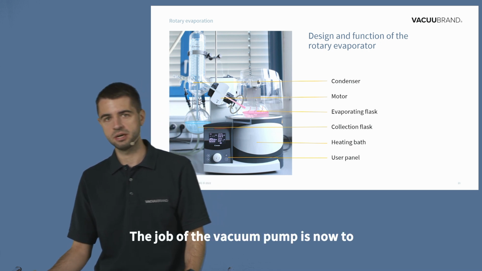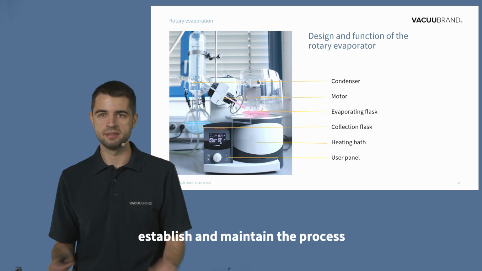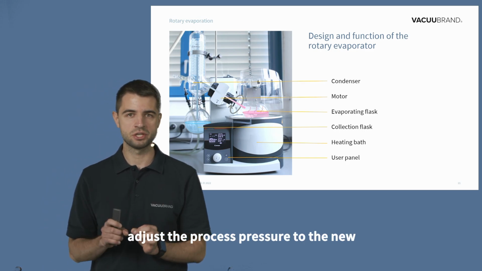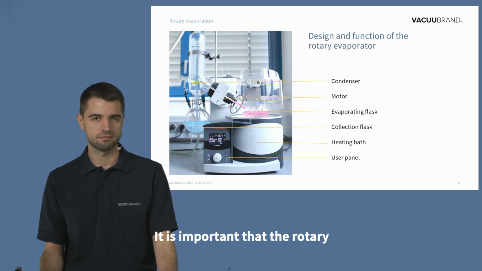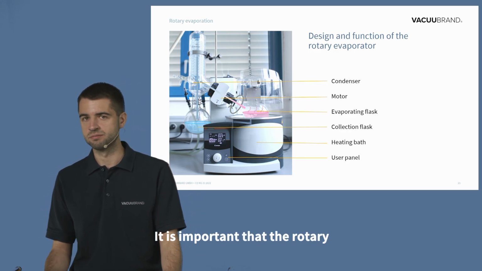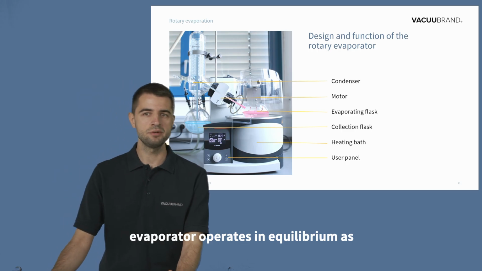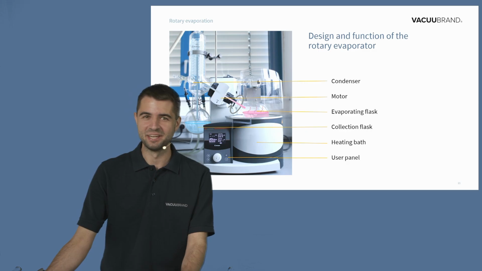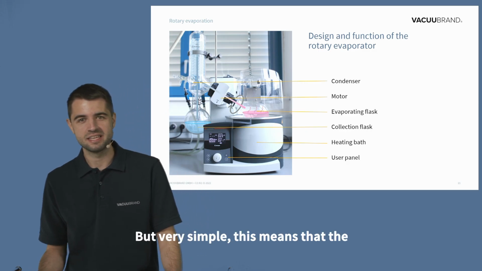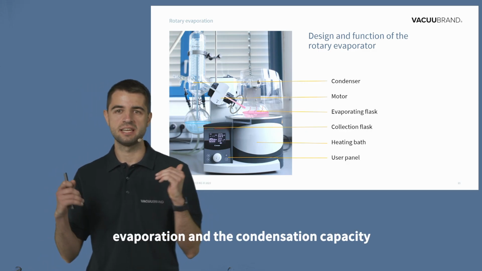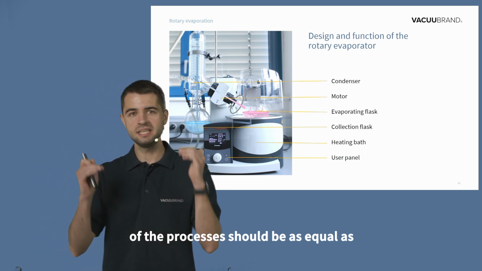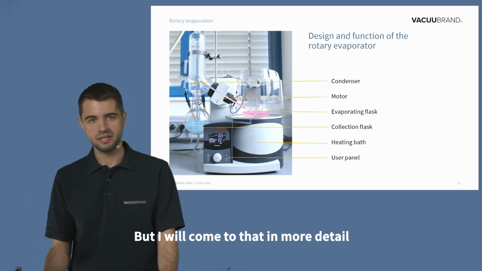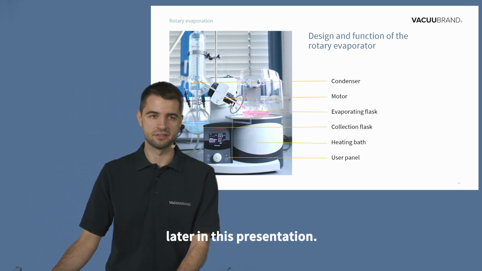The job of the vacuum pump is now to establish and maintain the process pressure and, if necessary, also to adjust the process pressure to the new distillation conditions. It is important that the rotary evaporator operates in equilibrium as much as possible. But what does it actually mean? Very simple, this means that the evaporation and the condensation capacities, so the processes, should be as equal as possible, and then we have a good equilibrium. But I will come to that in more detail later in this presentation.